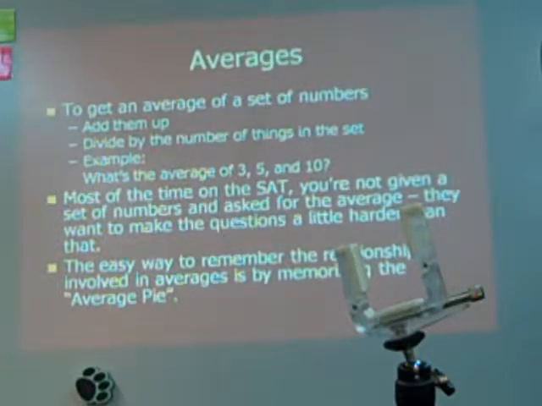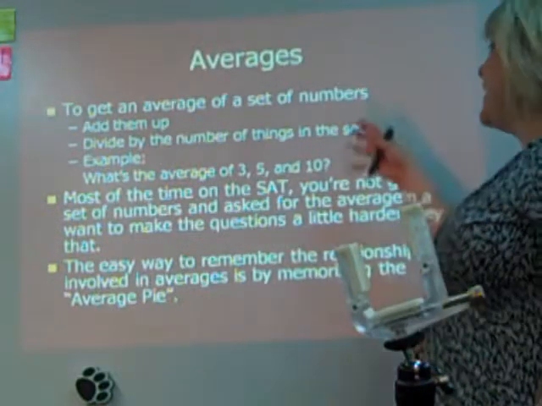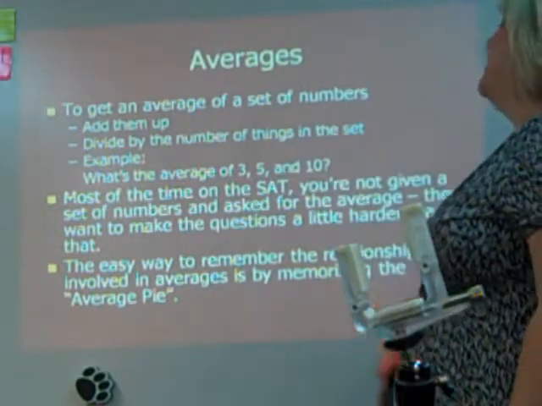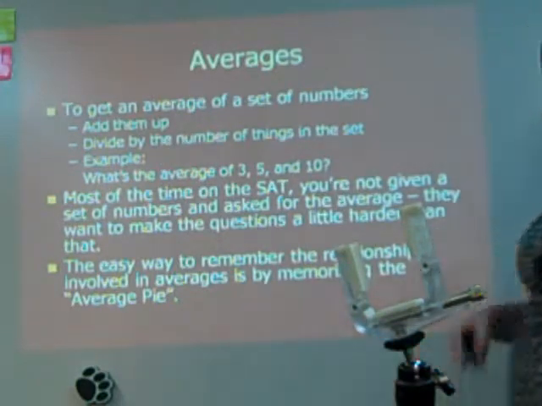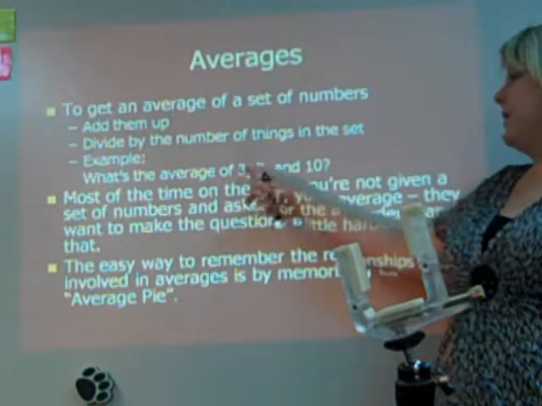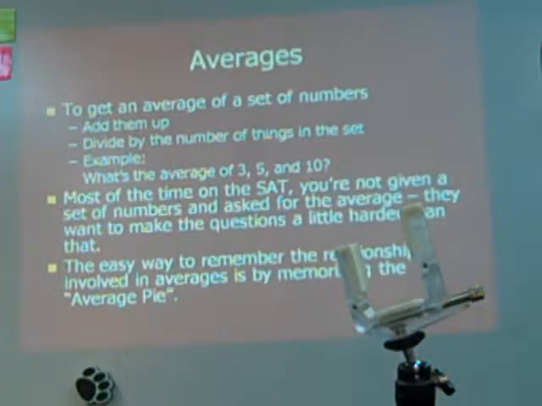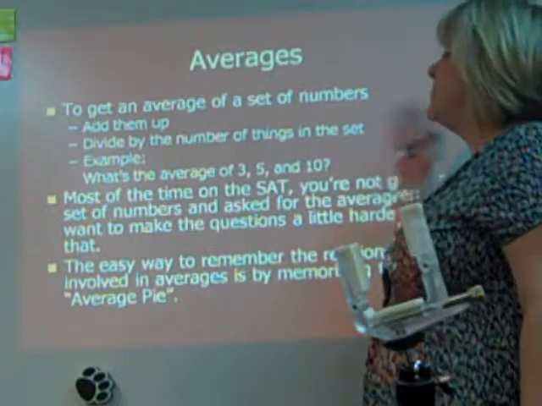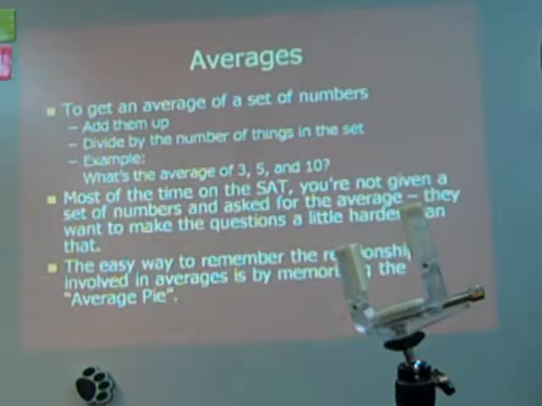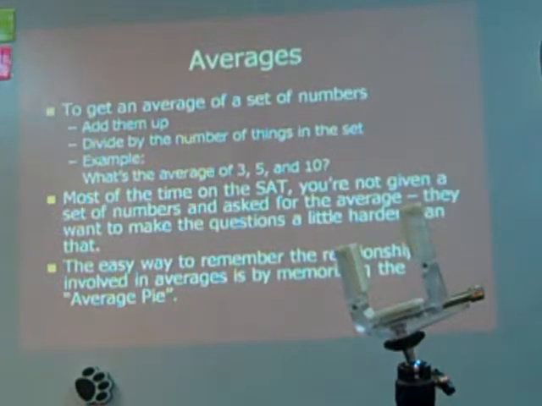All right, so we're going to talk next about averages. When you hear the word average, most people know how to find an average. To get an average of a set of numbers, you add them up and then divide by how many there were in the set. So, for example, the average of 3, 5, and 10: you would add those together and get 18. And then there's 3 numbers in the set, so 18 divided by 3, the average of these 3 numbers would be 6. Unfortunately, most of the time on the SAT, you're not given a set of numbers and asked for the average. They want to make the questions a little bit harder than that.